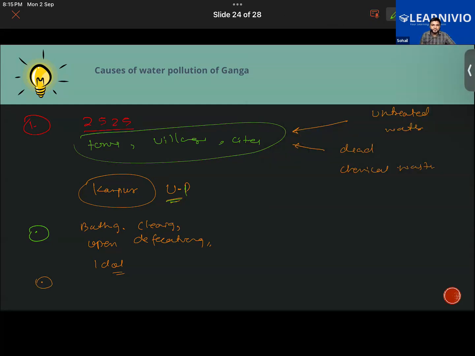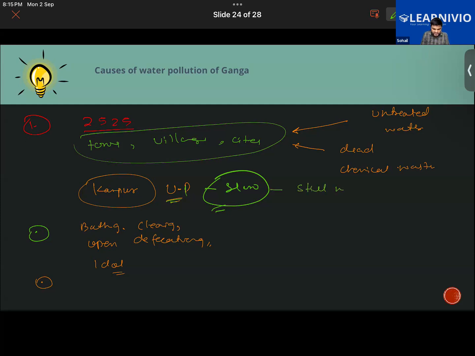Also, the flow of the river Ganga near the Kanpur region is very slow. The speed of the river Ganga decreases there. Why? Because as lots of garbage is dumped, due to the greater amount of pollutants in it, the water slows down.